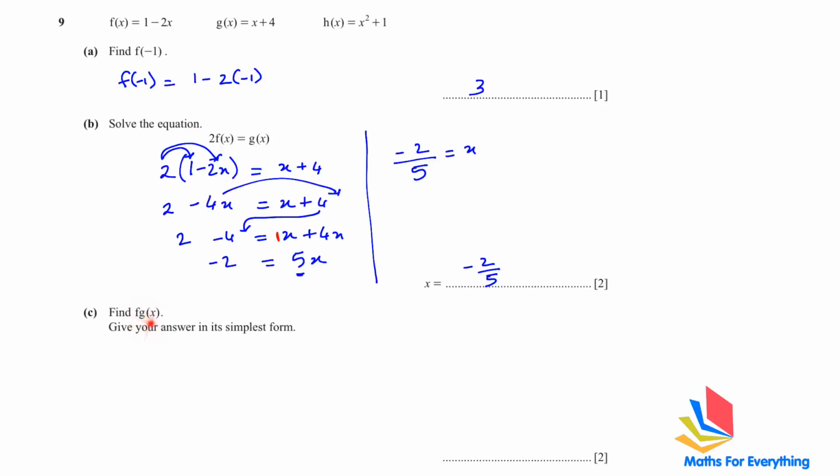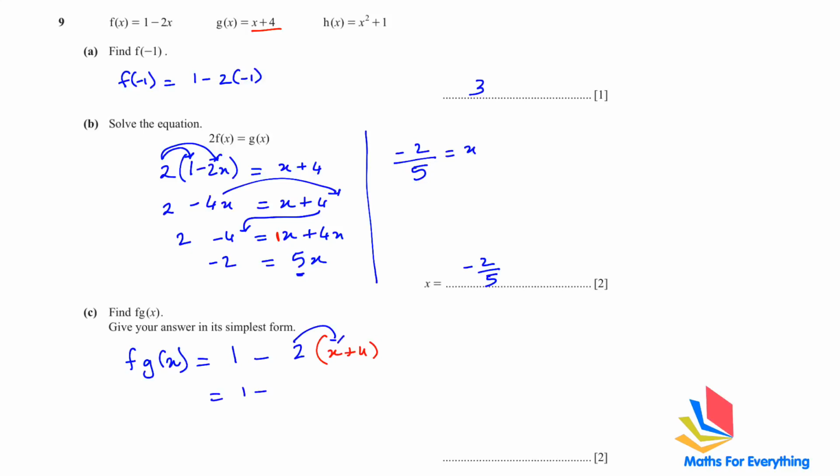C. Find f of g of x. Give your answer in its simplest form. We work from the inside out. So g of x is x plus 4. In place of x in f, we are going to substitute. Now, just a second. f of g of x. So what is the f of x? 1 minus 2x, correct? In place of x, we write the g, which is x plus 4. And then we expand the bracket.